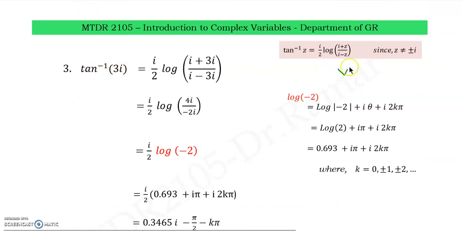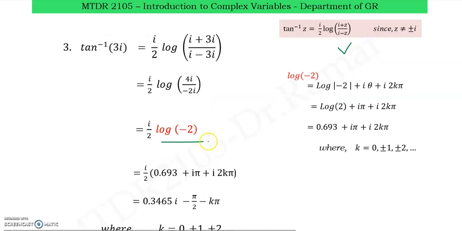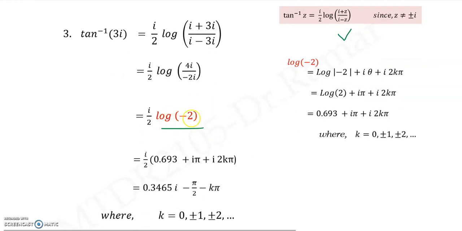Here this is the rule for the tan inverse of the complex number z. Now what is z? z equals 3i. So now you put z as 3i here and here, and you will get this. Now after the simplification of this, you will get I over 2 log of, here after the cancellation you will get this. Now you have to find the value of log minus 2.